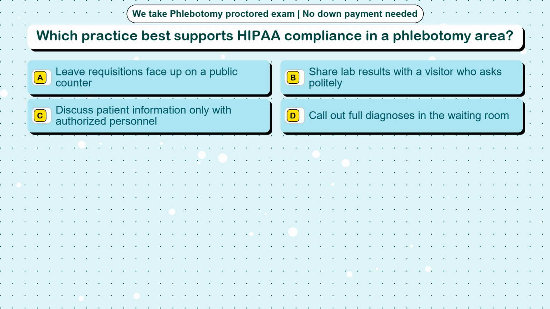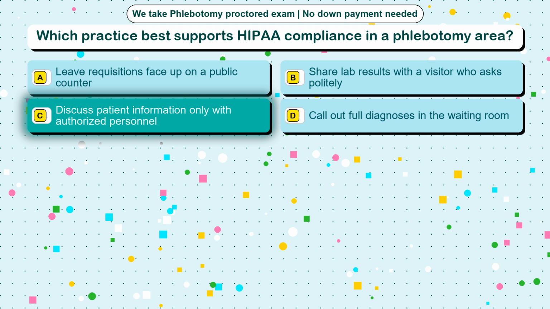Option A, leave requisitions face up on a public counter. Option B, share lab results with a visitor who asks politely. Option C, discuss patient information only with authorized personnel. Option D, call out full diagnoses in the waiting room. The correct answer is option C, discuss patient information only with authorized personnel.